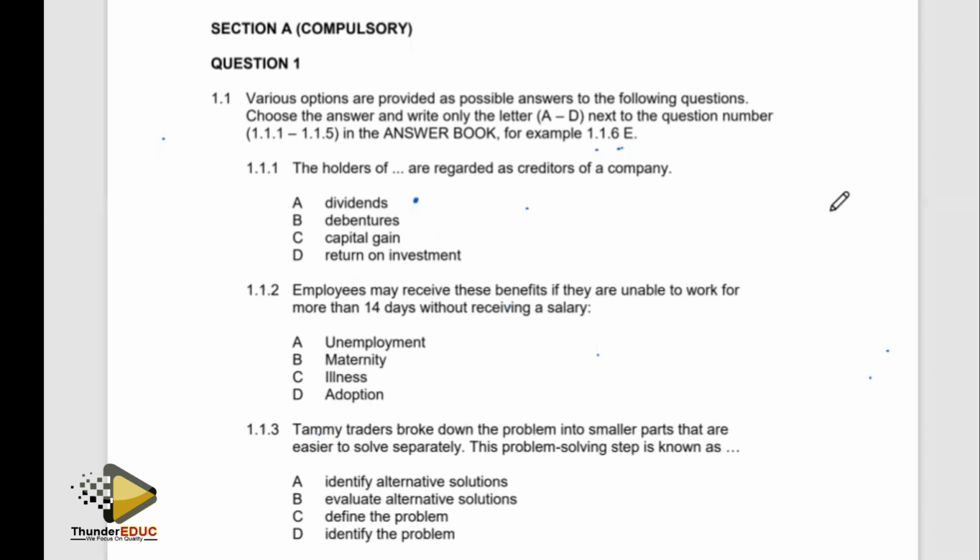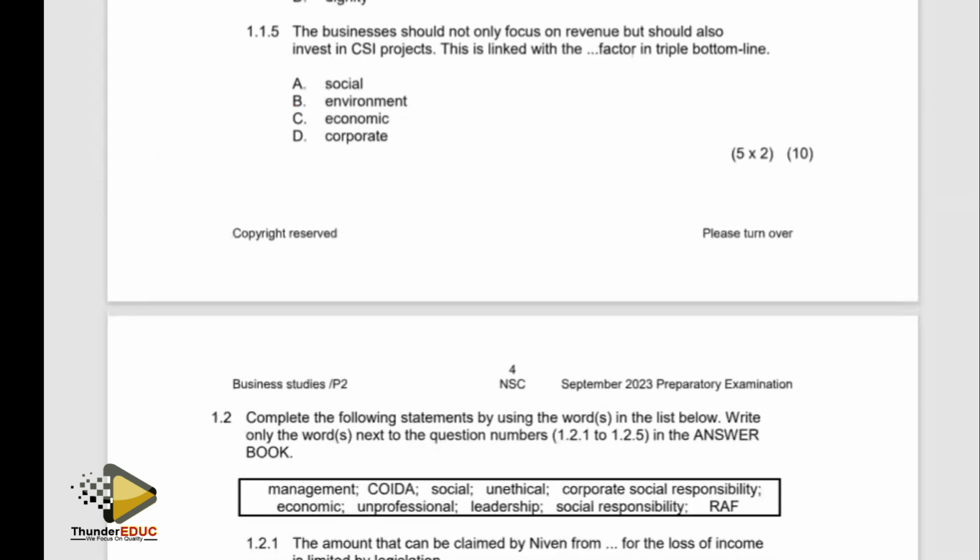1.1.1 says the holders of a dash are regarded as creditors of a company. In this regard, our appropriate answer is going to be B. Okay, right. Now let's move on to the next question. We have 1.1.2. Employees may receive these benefits if they are unable to work for more than 14 days without receiving a salary. That is C as the option. Okay, right. Now let's move on to the next question.